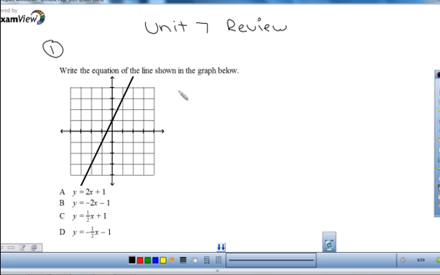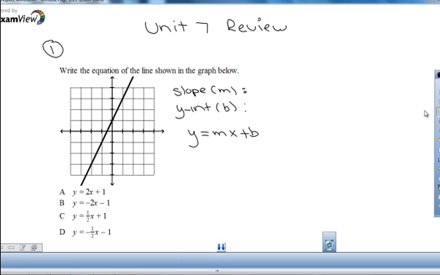So to write an equation of a line, we need to find two things. We need to find our slope, which we call m, and we need to find our y-intercept. And then we're going to write the equation as y equals mx plus b. So our y-intercept is where the line crosses our y-axis, and that's going to occur at 1. So that is b.